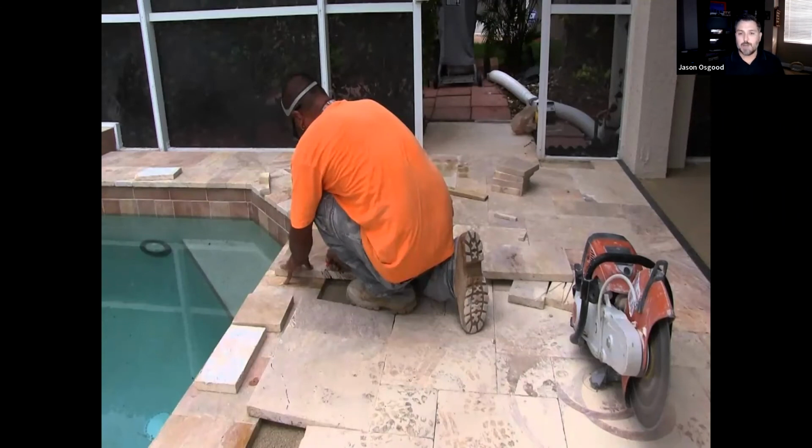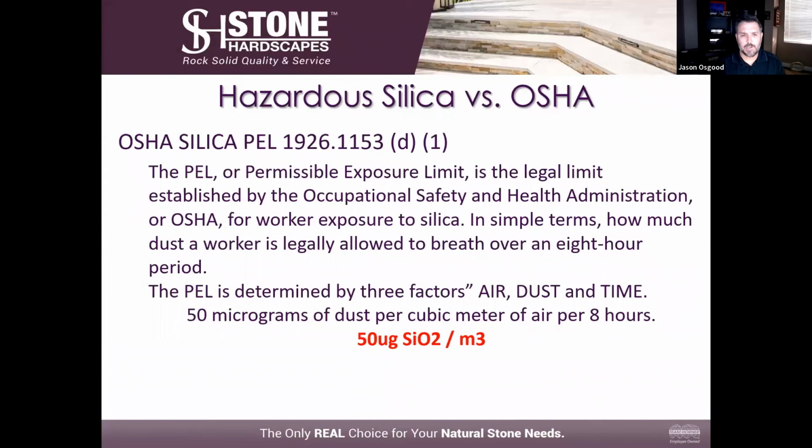Now, silica dust has become a very big issue in our industry itself. And I want to show this real quick. This is the hazardous silica versus OSHA. OSHA, which is the Occupational Safety and Health Administration, has a code, 1926.1153(d)(1). It's the permissible exposure limit, or the PEL.